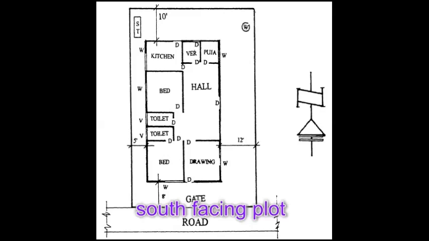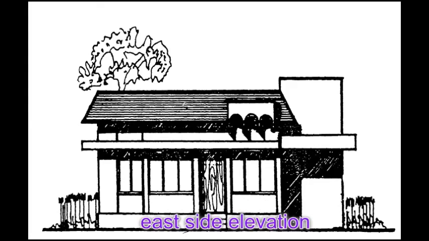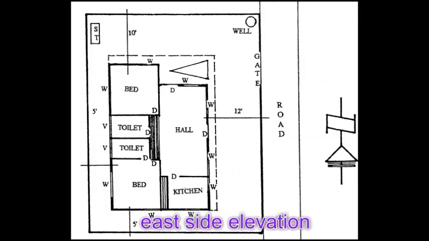In this plan, a gate in south, septic tank in northwest, kitchen in northwest, that is second best, well in northeast, puja in northeast, bedrooms in southwest and northwest. East side elevation. The ornamental pillar shown in north is higher than all other sides, which should be avoided or the height should be reduced.